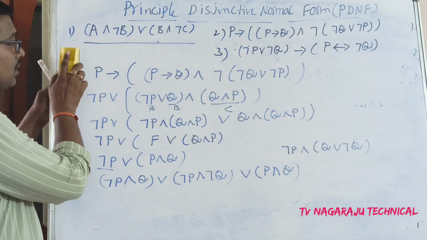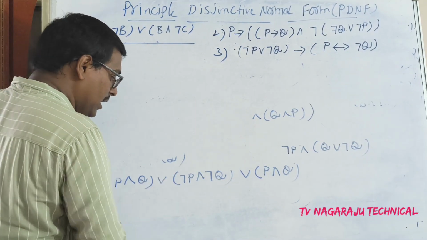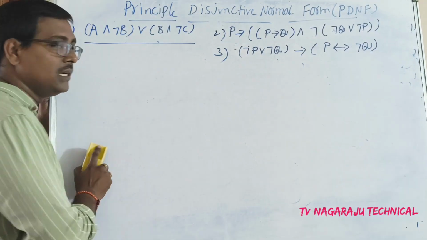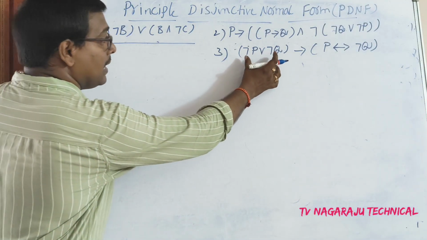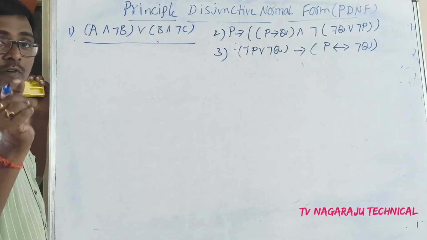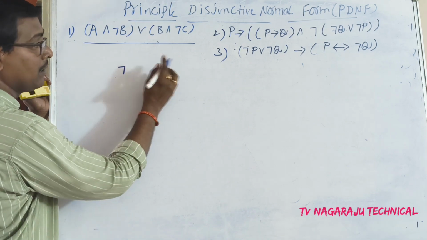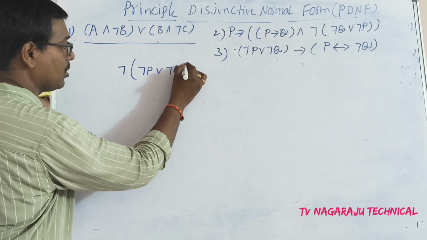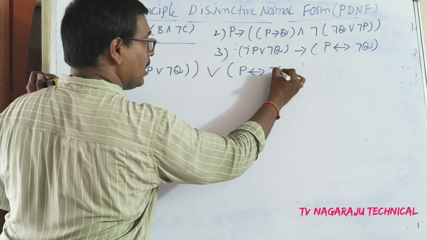Now move to the third one. So if you understand which one is placed inside the bracket, AND or OR, based on that apply the distributive law. Remaining procedure is very easy. Negation P or negation Q implies P double implies Q. First apply the implication law. Negation of this one: negation of negation P or negation Q, or P double implies Q. I think you got it.